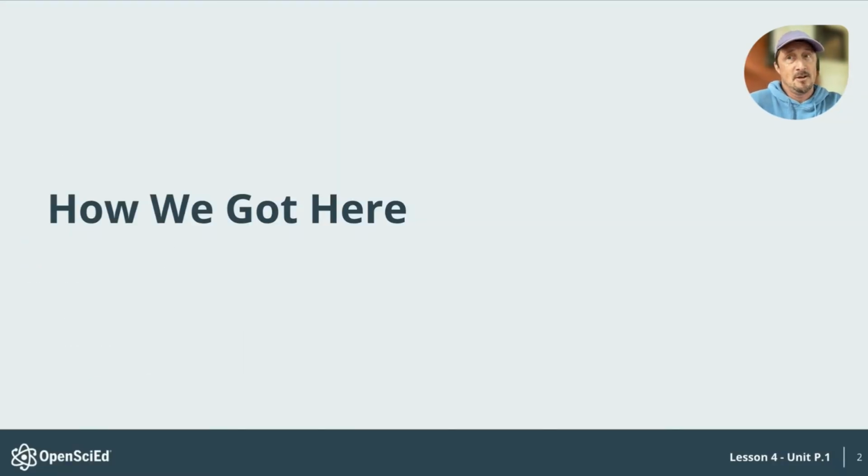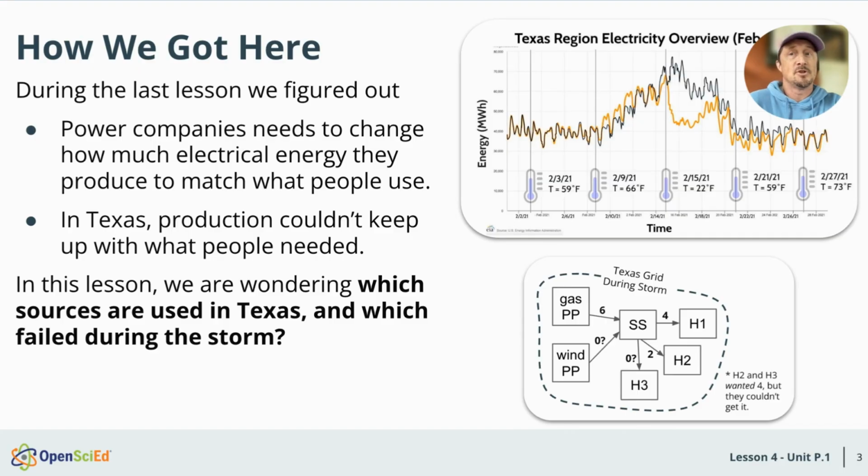So first, some details on how we get here from lesson 3. We look at these graphs of electricity production in yellow and predicted demand in black, and we figure out that the power company clearly needs to increase and decrease how much electrical energy they produce to match what people are using. And we see that during the storm in 2021, predicted demand went way up. People wanted to heat their homes, and the power company saw that coming, but the production couldn't keep up with the energy that people needed or wanted.